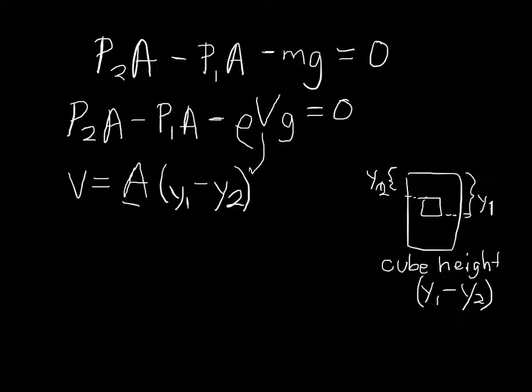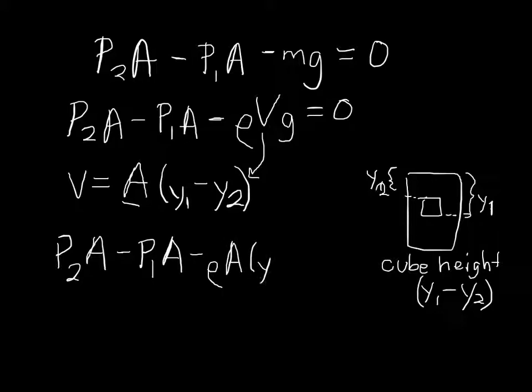And we plug in our volume. So we find P2, the pressure underneath our ice cube, times the area, minus pressure 1, the amount of water pushing down on the cube, times the area, minus density times area times y1 minus y2 times g is equal to 0.